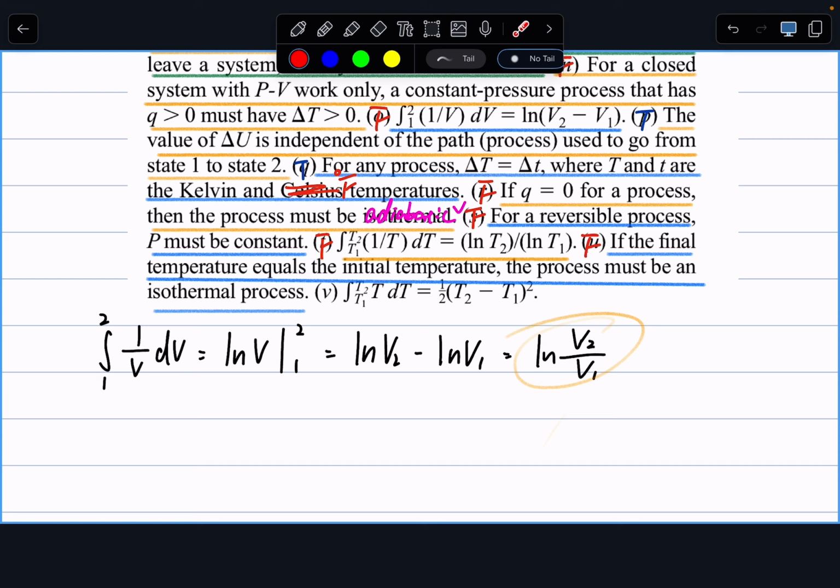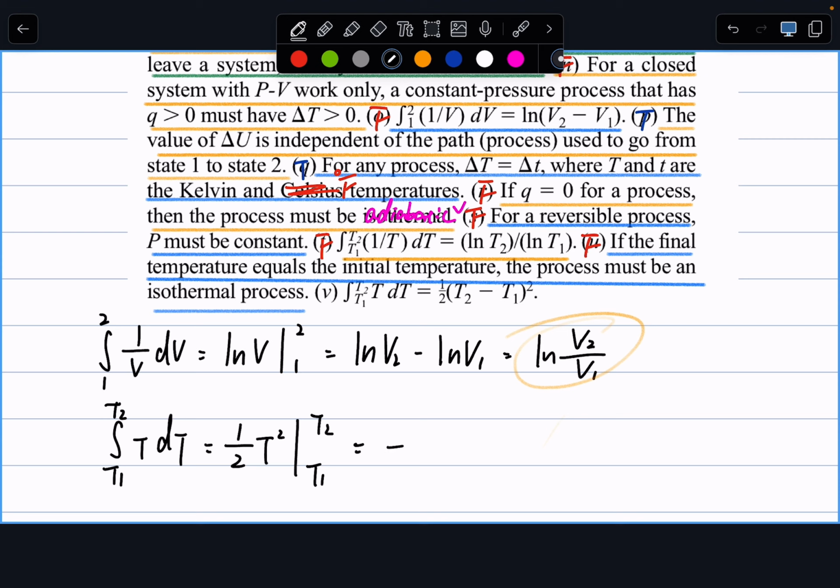Okay, and the last one is again solving this integral calculus. We have the integral from T1 to T2 of T dt. If we solve it, we have 1/2 T squared between T1 and T2, and that ends up to be 1/2 (T2 squared minus T1 squared), and that doesn't equal 1/2 (T2 minus T1) squared. So this one is false.